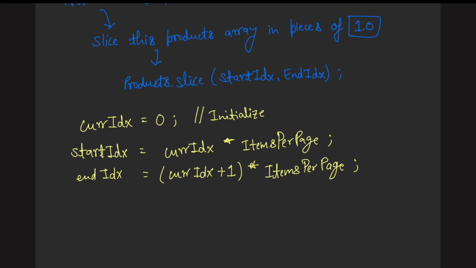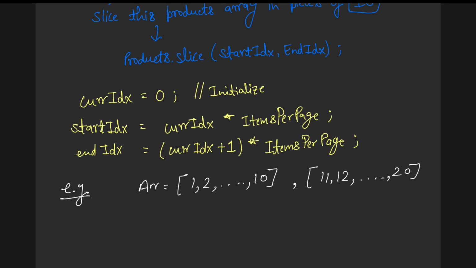To give the start index and end index, we should first keep track of at least one index, so that we know we are currently at this index, and from that index we can easily find the start index and the end index. If we initialize the current index as 0, our start index will be 0, and our end index is nothing but going 10 elements forward. For that, we add 1 to the current index and then multiply by the items per page. In that way we get the end index.